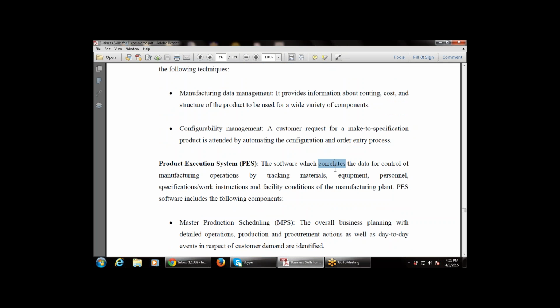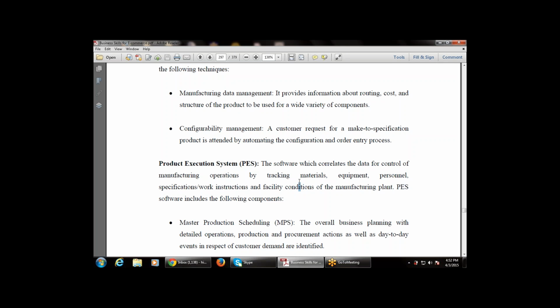This is software that relates the data for control of manufacturing operations by tracking the material, equipment, personnel, specification, work instructions and facility conditions of the manufacturing plant. That is, what types of persons and how many persons are involved in manufacturing. So this is the software that keeps track of the manufacturing elements.